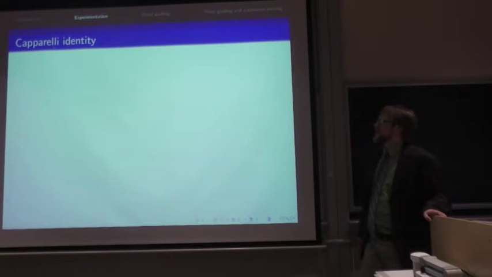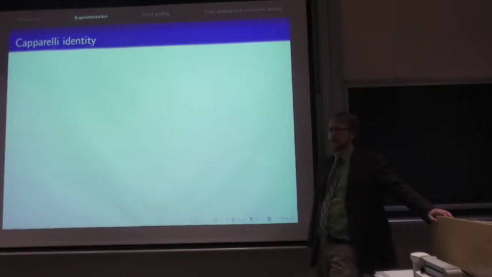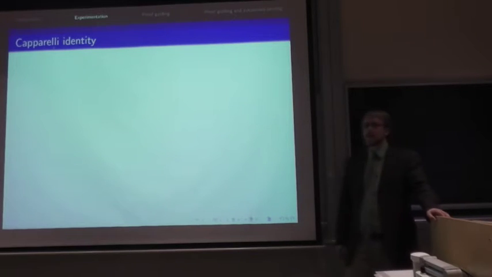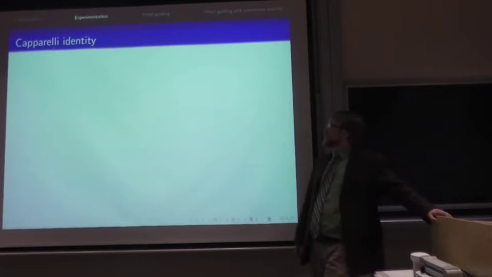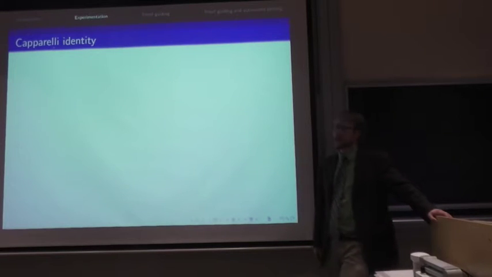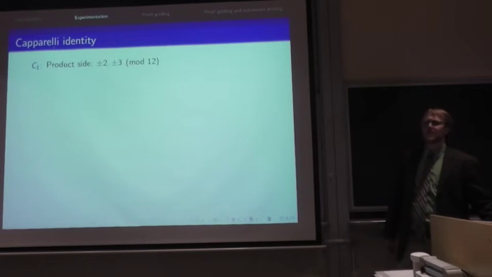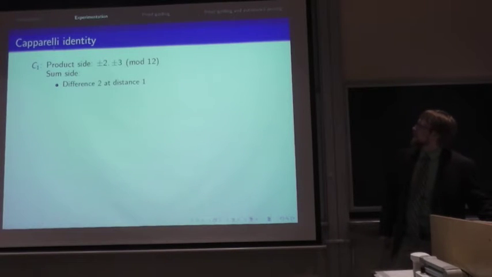when Stefano Capparelli, one of Lepowsky and Wilson's students, in his PhD thesis, was doing some study of affine Lie algebras and managed to conjecture a new partition identity. On the product side you're allowed to use plus or minus 2s, plus or minus 3s mod 12. That's all nice. The sum side is difference 2 at distance 1, and 1 is forbidden as a subpartition.